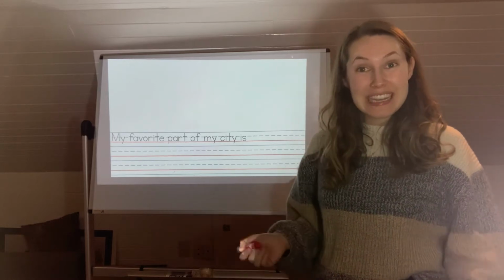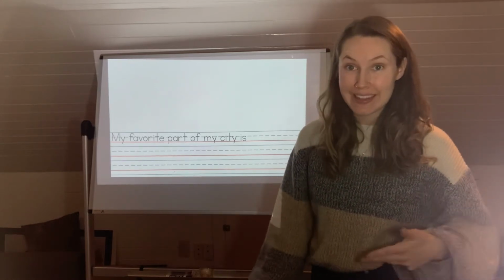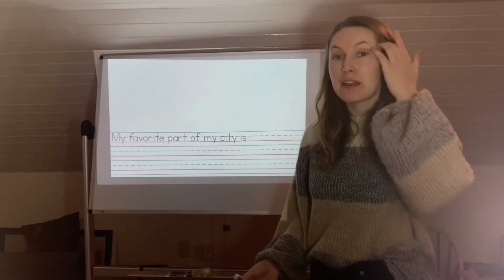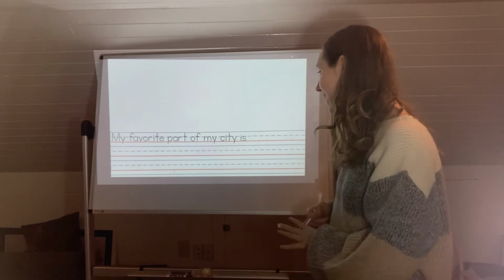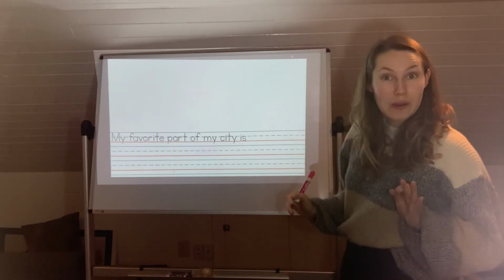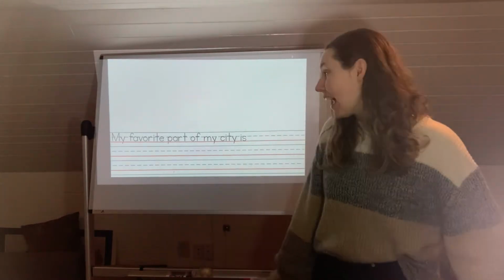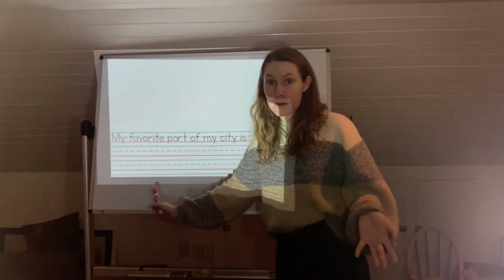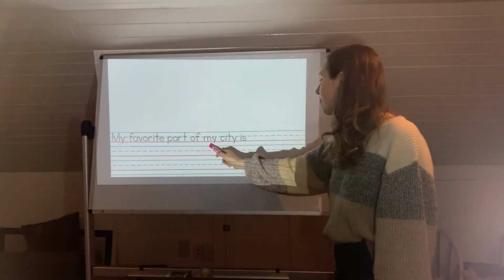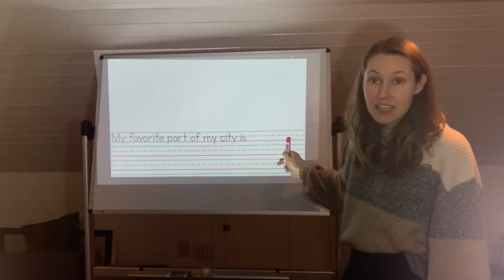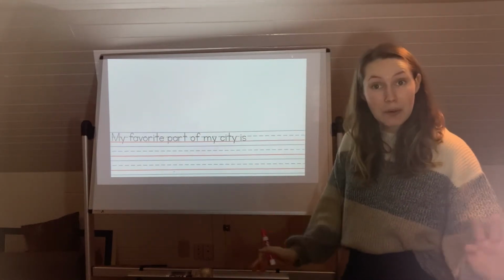Okay, this week in our journal entry, we're going to be learning all about where we live in the world. And we're going to start with our city. So we're going to do a quick little lesson on what a city is and what city we live in. And then you're going to write about your favorite part of our city. So it says, my favorite part of my city is. So if you want to start by writing that part of your sentence frame down, go ahead and do that.